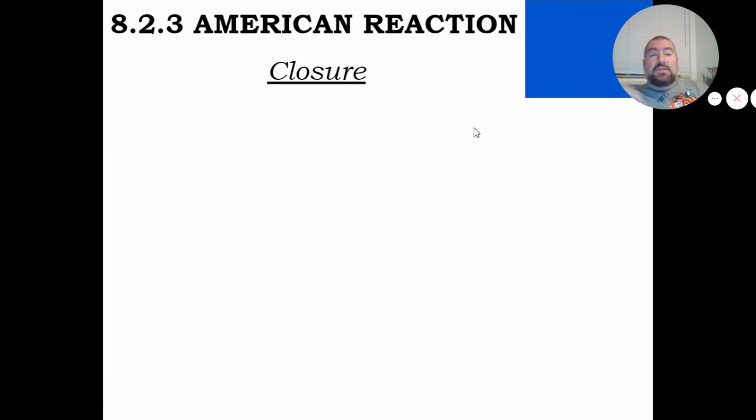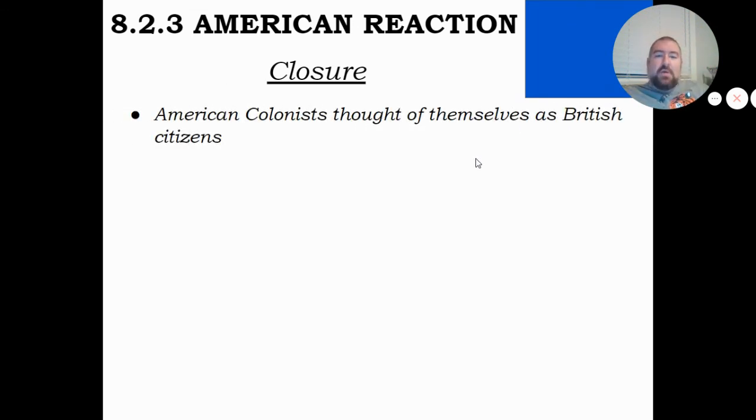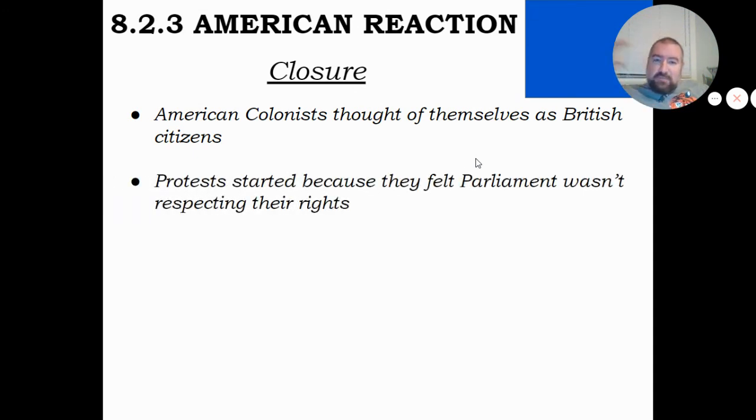So lastly, we want to take a look at what we learned. What is the takeaway that we need to understand from this lesson? One more time, all of these American colonists thought of themselves as British citizens who had rights, just like any other British citizen. But they started these protests because they felt like Parliament wasn't respecting their rights. "We're British citizens. We have a right to representation, don't we?" And Parliament just kept ignoring them and passing all these taxes over and over and over again. So we had protests, we had boycotts, and then we had civil disobedience.